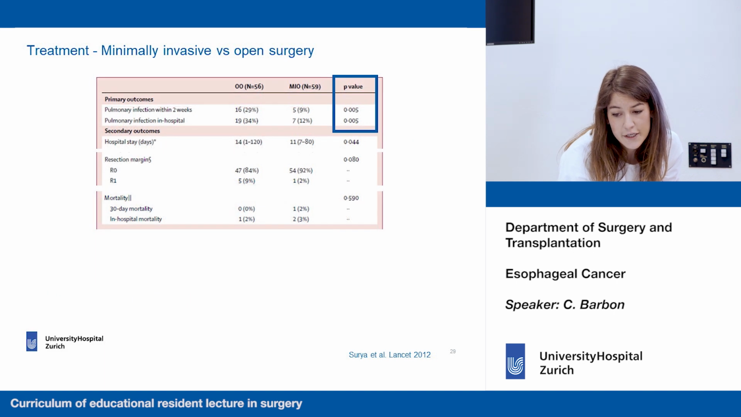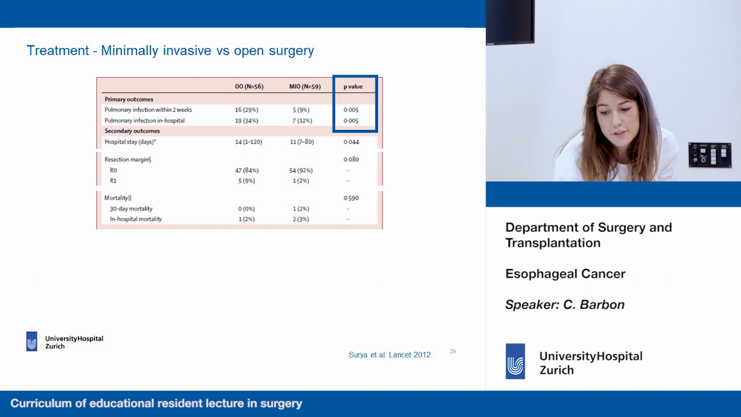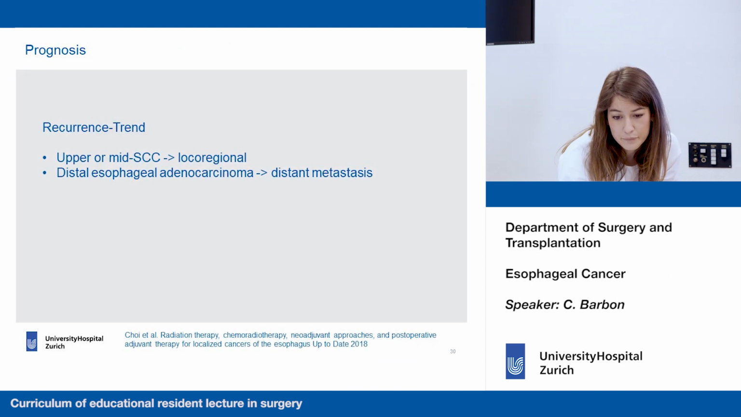What is interesting is that the study shows that pulmonary infections are less frequent in the patients that were treated minimally invasively. But what is also very interesting is that there was no difference in the secondary outcomes. That is, hospital stay, resection margins, and mortality were the same in the two groups. So this study shows that we can safely perform minimally invasive surgery.